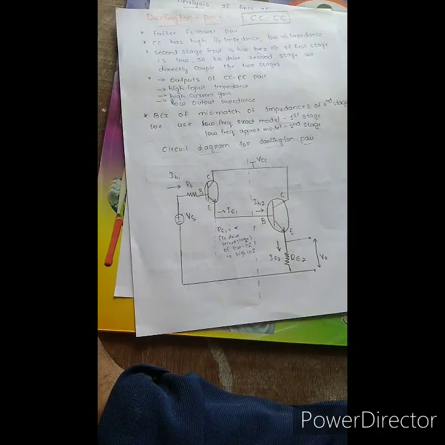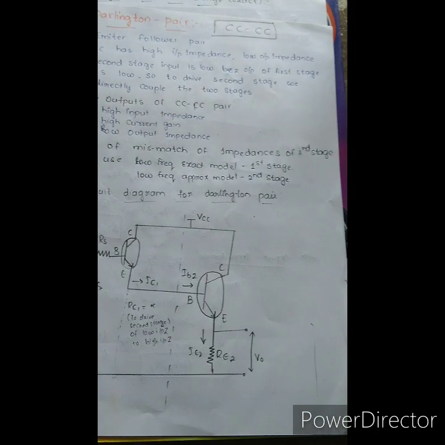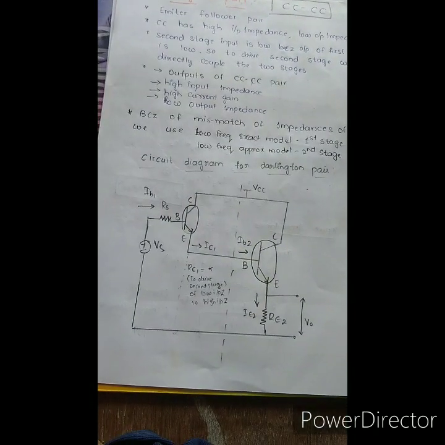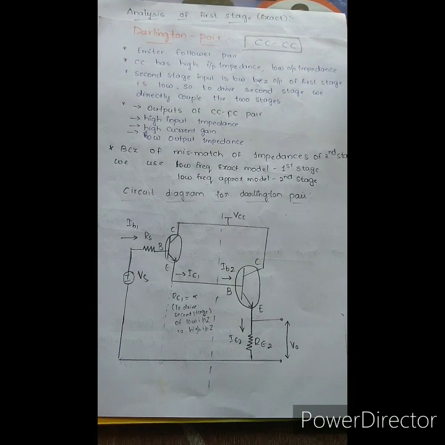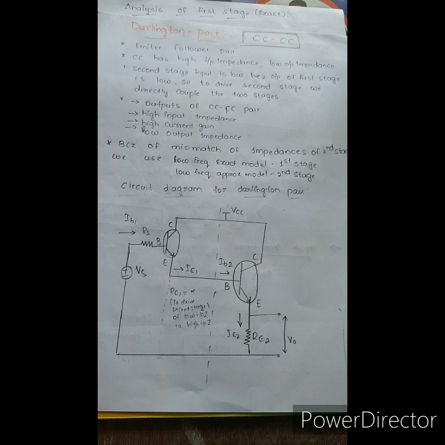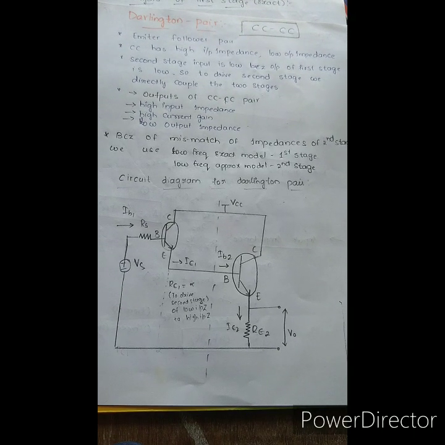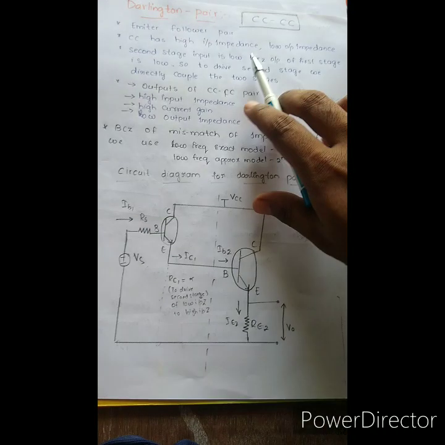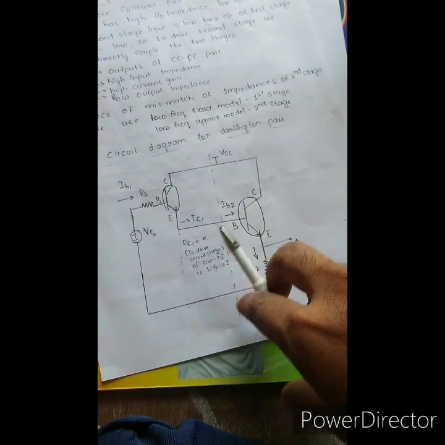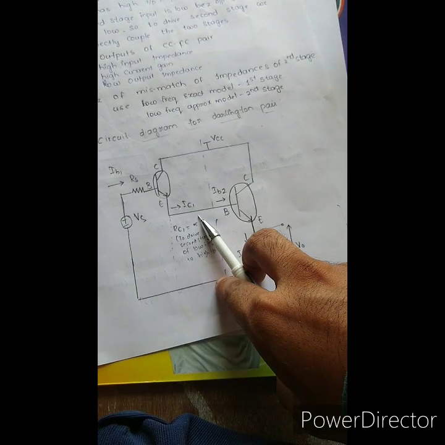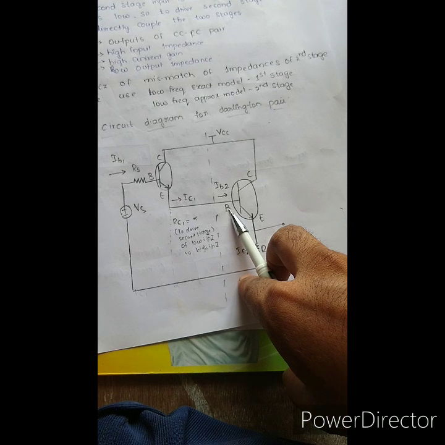And the next topic is the Darlington pair. In the Darlington pair, CC amplifiers are connected directly. It is called an emitter follower pair, because of the common collector: whatever input is given, it is followed by the emitter. So emitter follower. CC has high input impedance and low output impedance. The first stage CC has low output impedance and high input impedance. There is mismatching, friends.